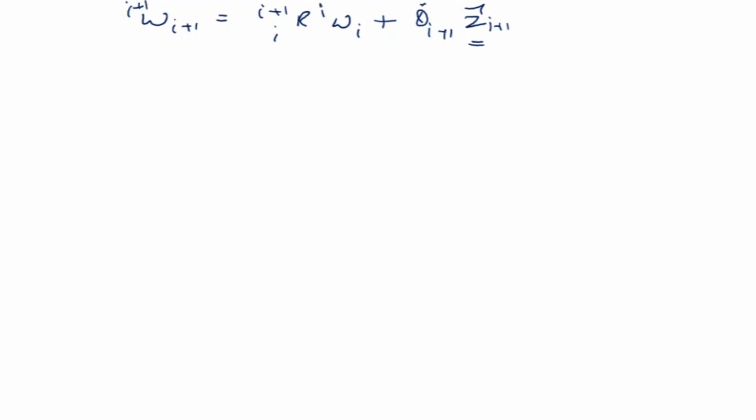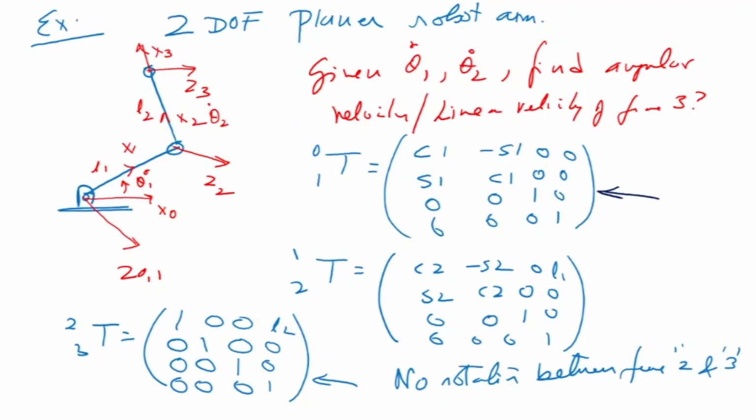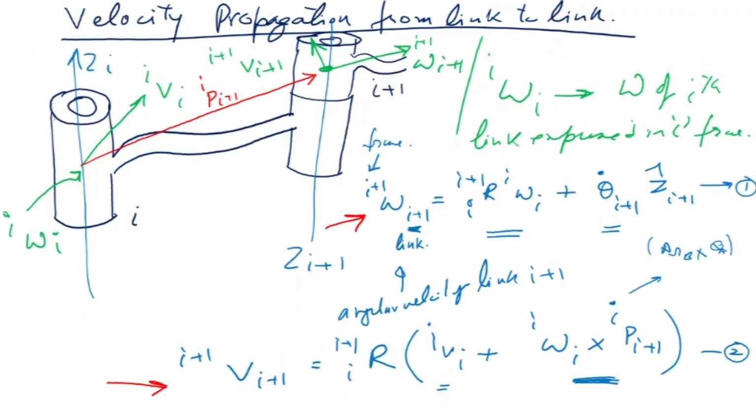The second equation is telling me that v i plus 1 is equal to i plus 1 R i into v i plus omega i cross i P i plus 1. Okay, please note that what I've written here is expressing frame 1 in terms of frame 0. What is written here is that we are going in the forward direction. What I mean is the rotation matrix, i R i plus 1, takes us from this frame to this frame.